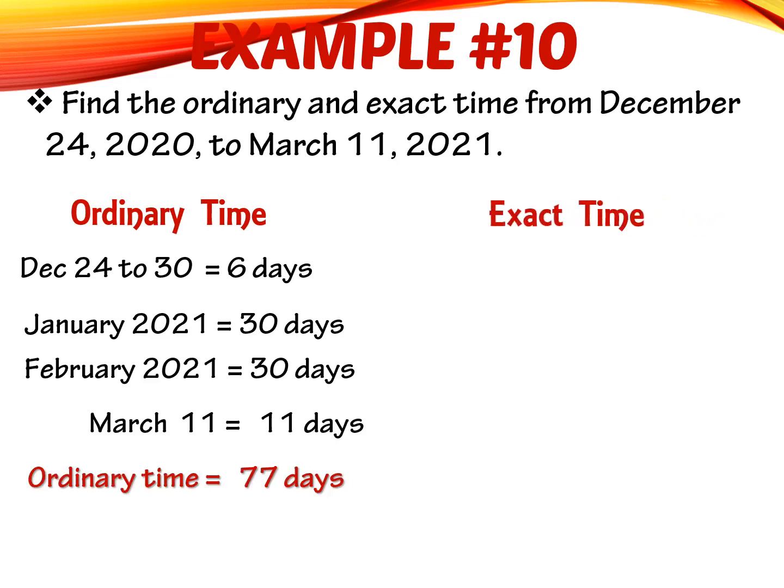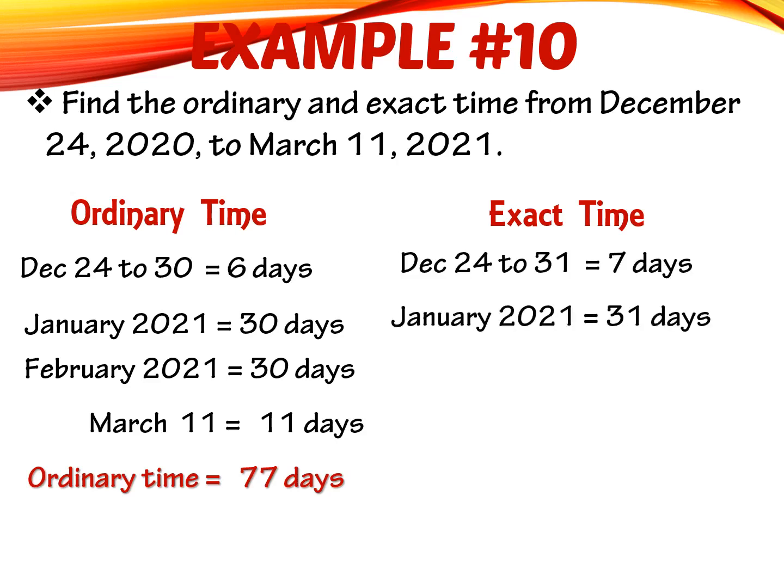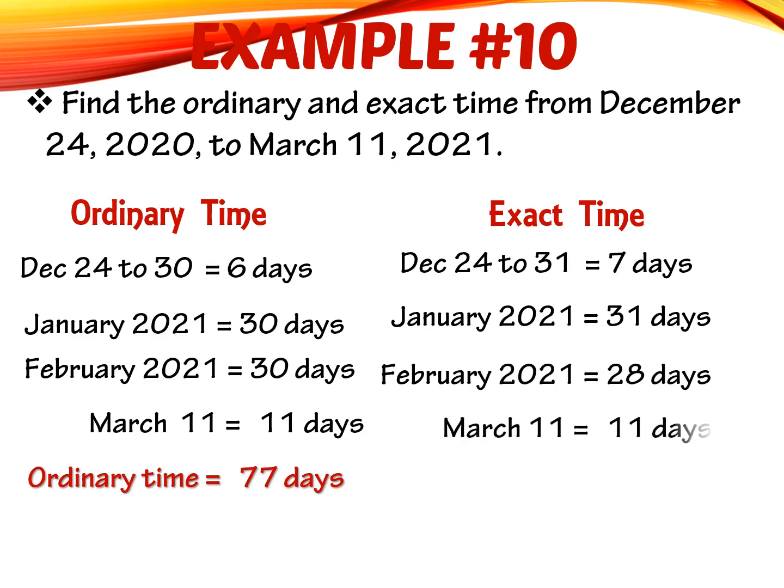And then for the exact time, December has 31 days, so from December 24 to 31, that will be 31 minus 24, which is 7. For January, you also have 31 days, February has only 28 days, and then up to March 11, so you have 11 days. Add everything, so the exact time is also 77 days. So here, the ordinary and the exact time are the same.